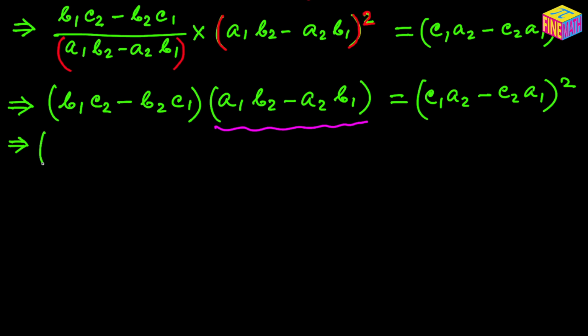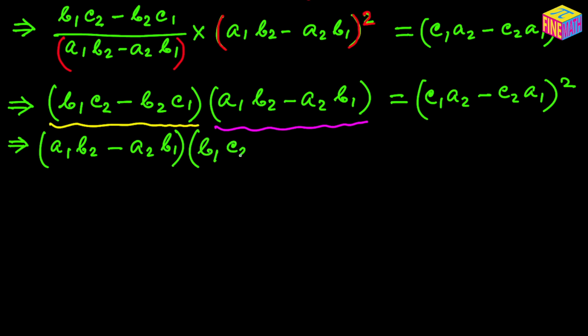So I'm going to say, okay, now can we say that (a sub 1 b sub 2 minus a sub 2 b sub 1) multiplied by, now I'm going to write this one, the first factor, which is actually (b sub 1 c sub 2 minus b sub 2 c sub 1) is equal to, right hand side I'm going to keep it as is, that will be (c sub 1 a sub 2 minus c sub 2 a sub 1) whole square, and that is the necessary condition when two quadratic equations have a common root. So let me highlight that.